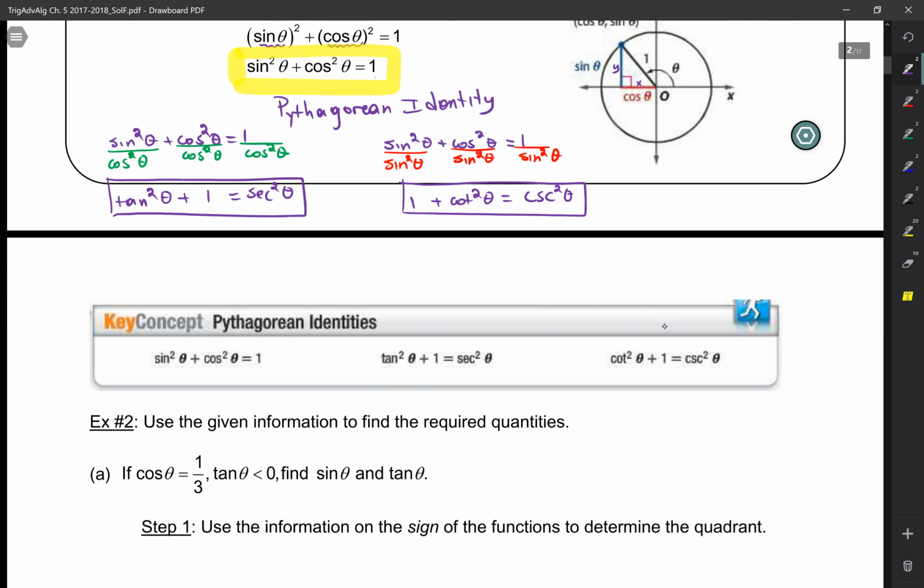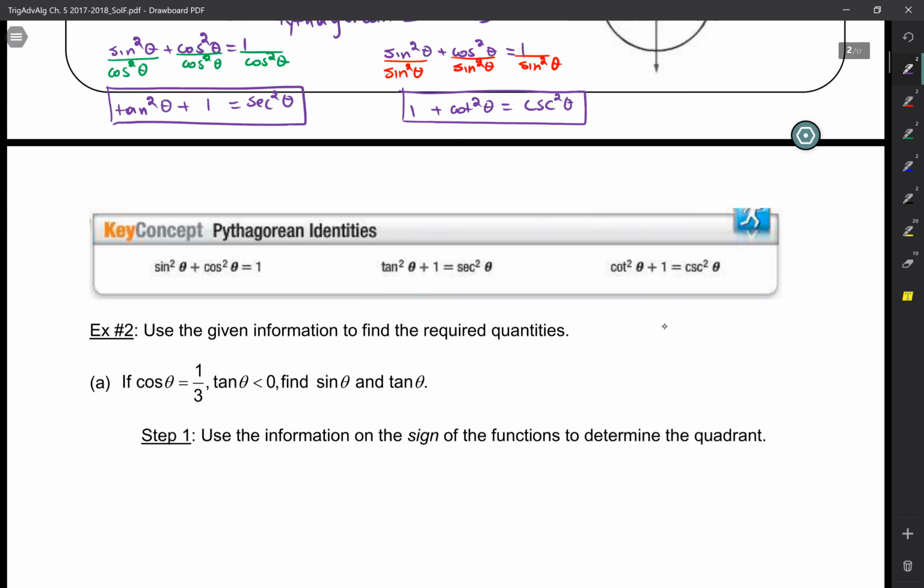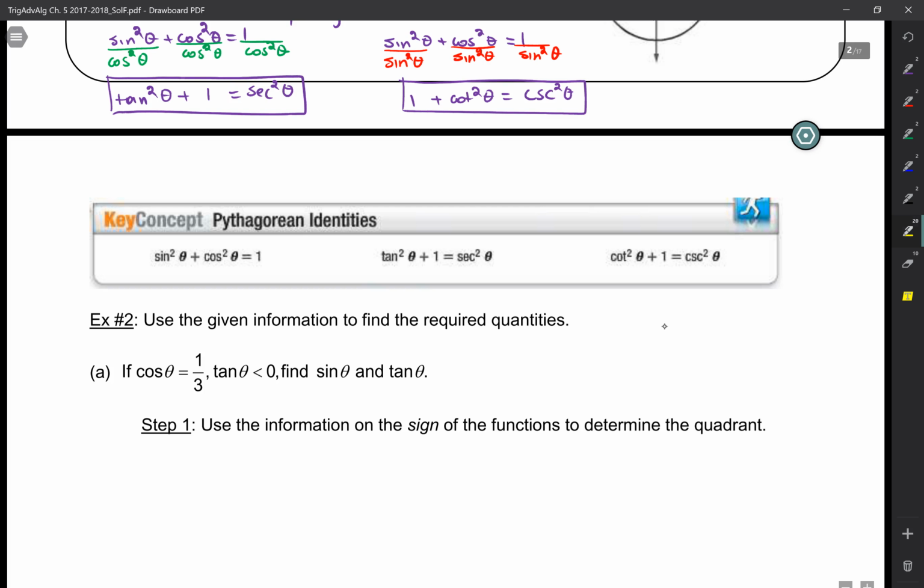Now take a look here. Sine squared plus cosine squared equals 1. The next one is tangent squared plus 1 equals secant squared, which we already found by dividing by cosine. And then we already found the third one by dividing everything by sine. So do you see how this is the main identity, and the other two are just derived from the first one? So these three together are the Pythagorean identities.